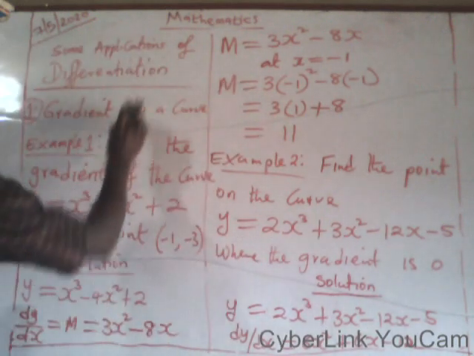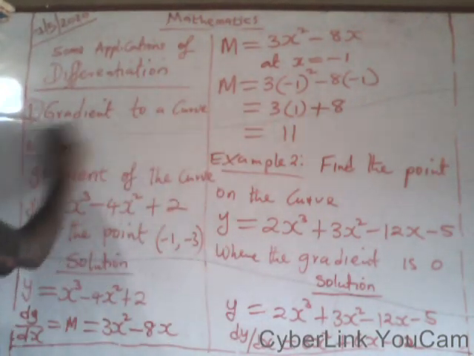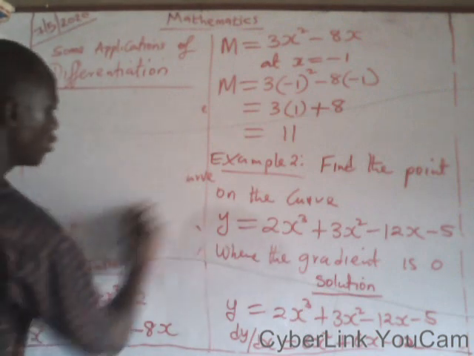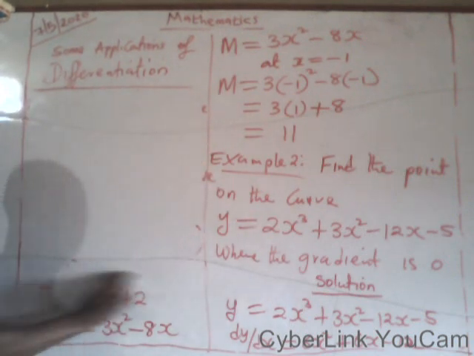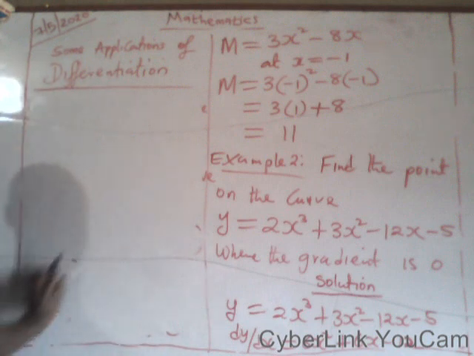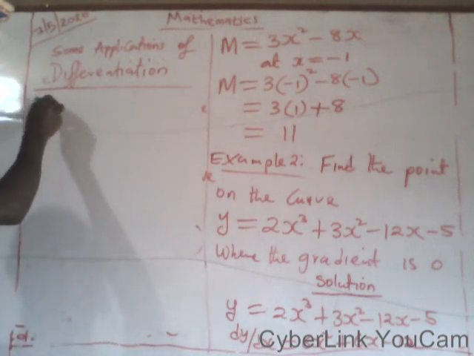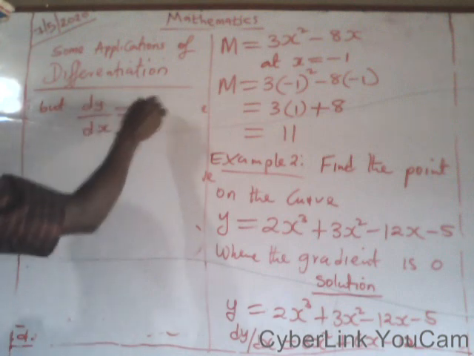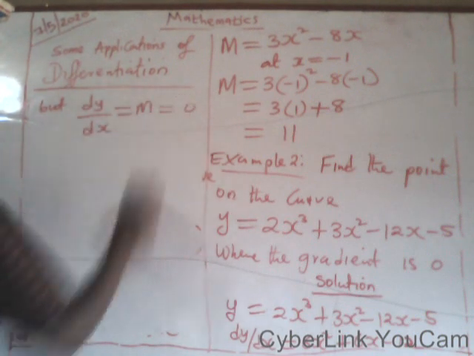So that means that, but mind you, we have been given the gradient from the question. Our gradient is 0, that is, m, the gradient, is equal to 0.